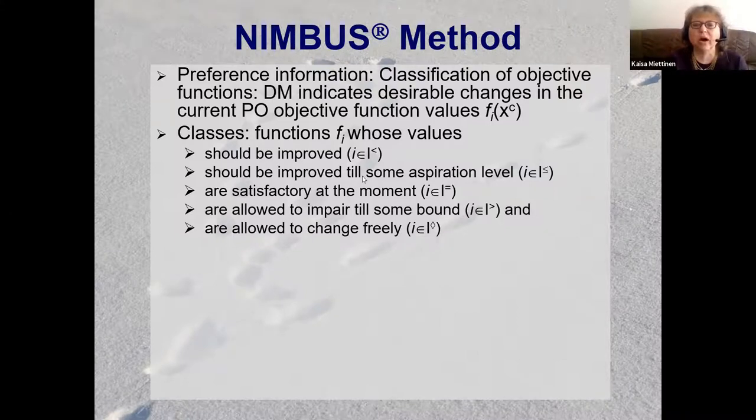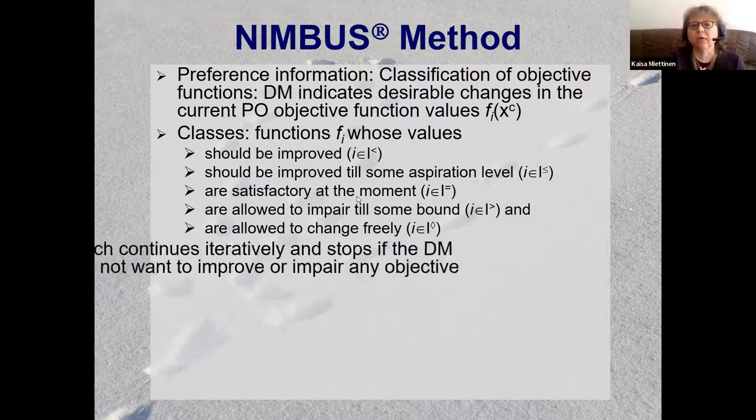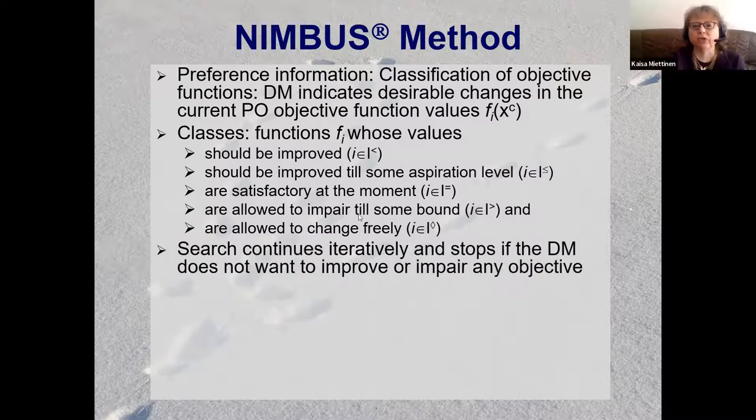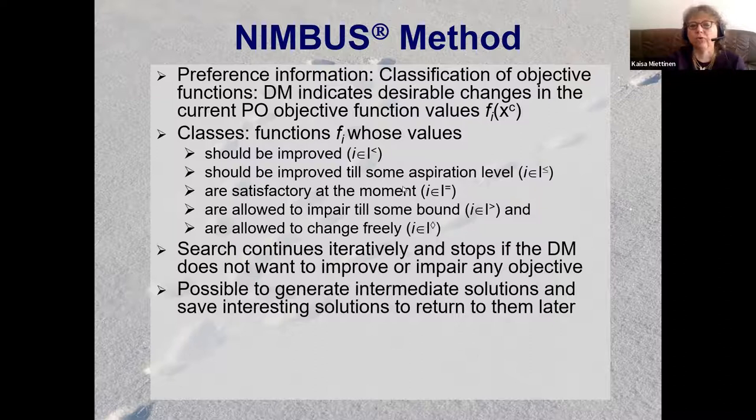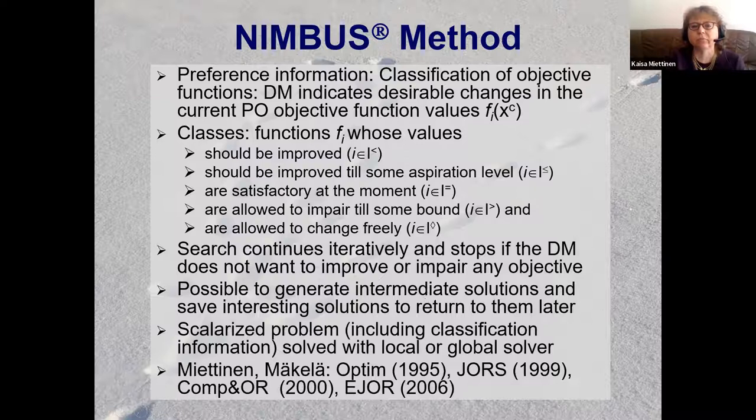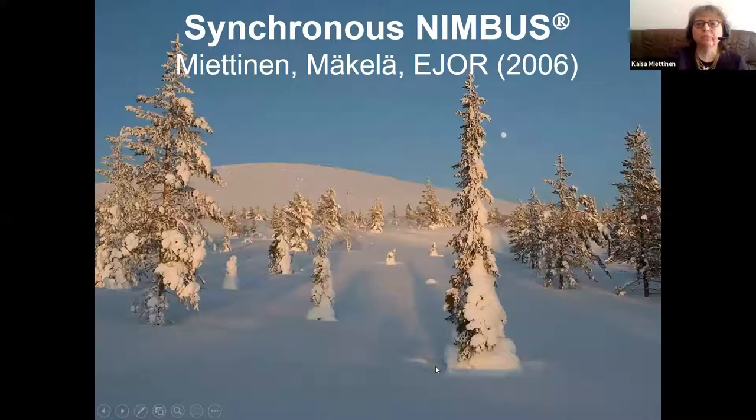And here is the way how the decision maker clarifies which functions can be relaxed, which should improve. And based on this classification information, the decision maker gets a subset of new solutions and can see whether some of them is a good solution as a starting point for a new classification, or maybe even good enough to stop the solution process. It is also possible to generate intermediate solutions between any Pareto optimal solution that has been generated so far. And underneath, we use a scalarizing function to generate the solutions.